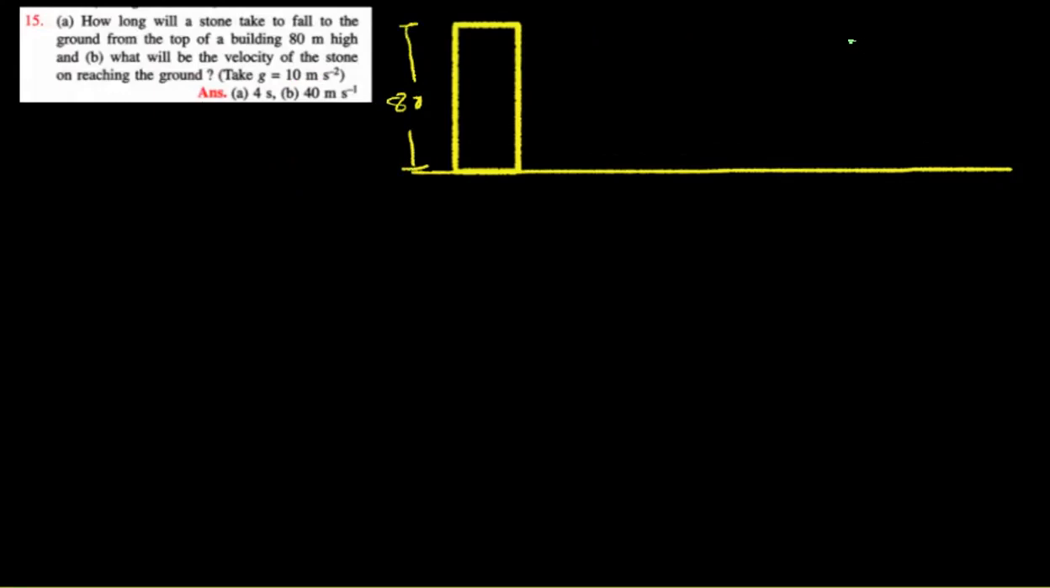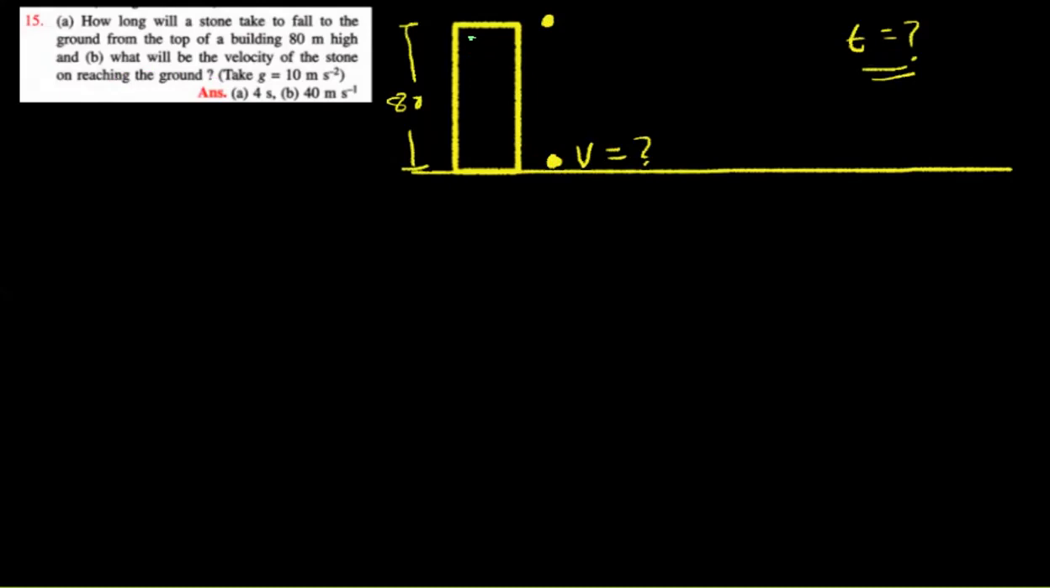We have to find how long. So we have to find the time taken by the stone to start from the top of a building and reach the ground level over here. Second part, we also have to find the final velocity. The final velocity is the velocity before the stone reaches the ground, just touches the ground. The velocity of the stone before it touches the ground is known as the final velocity.